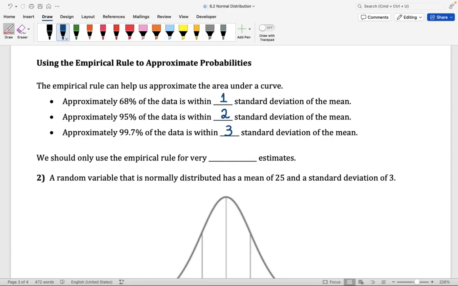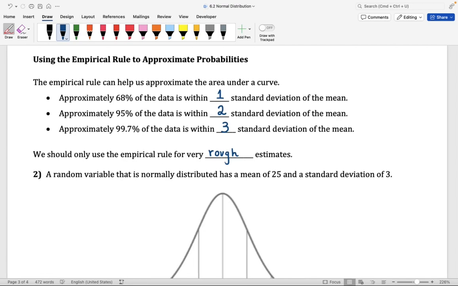Let me go ahead and emphasize that we should only use the empirical rule for a very rough estimate. We have more precise methods to compute the area under the curve. We're going to use our calculator. We're going to use Google Sheets. You can also use Excel. Let's use exercise number 2 to help you visualize the empirical rule.